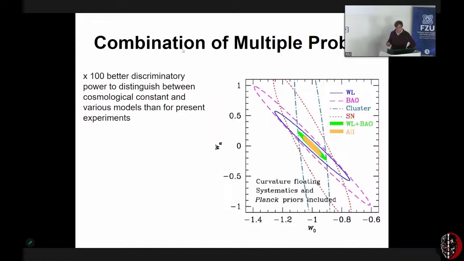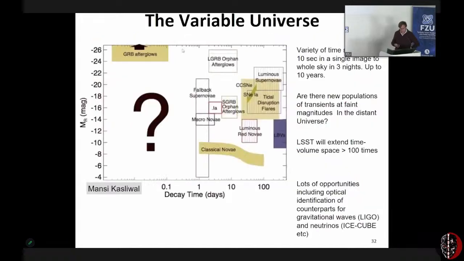One of the predictions is for 2 main parameters of the standard cosmological model, W naught and WA. The bottom line is that with the final data set, Rubin Observatory will have 100 times better discriminatory power to distinguish between different cosmological models. Now, the variable universe: the camera will be fast and can probe things which were not possible before, at the time scale of hours, basically.